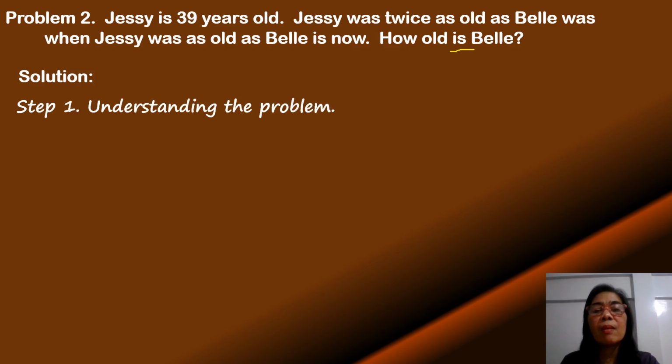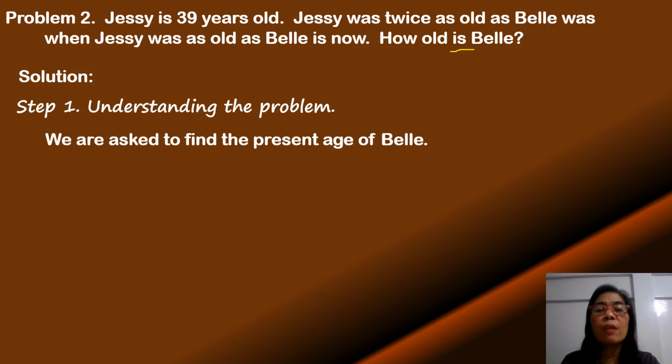Let us solve this problem. Jessy is 39 years old. Jessy was twice as old as Belle was when Jessy was as old as Belle is now. How old is Belle? So we understand the problem.